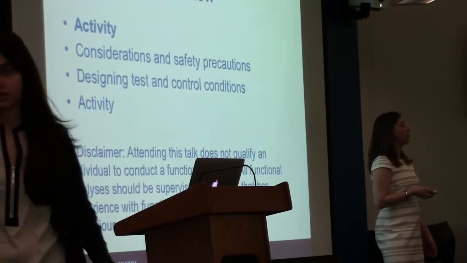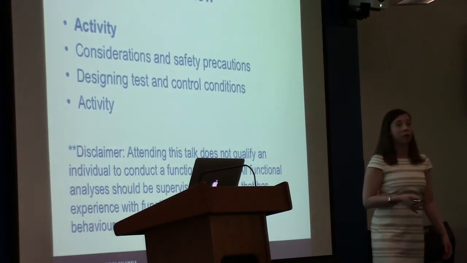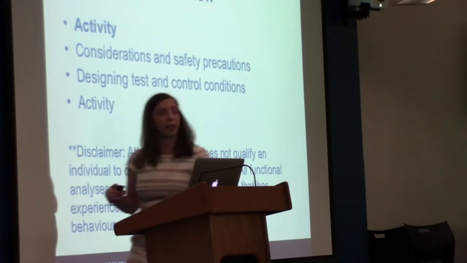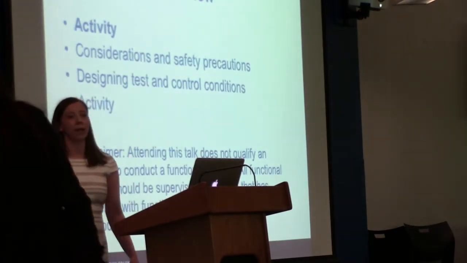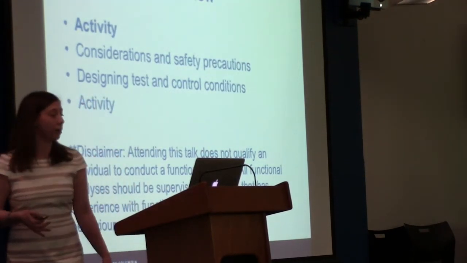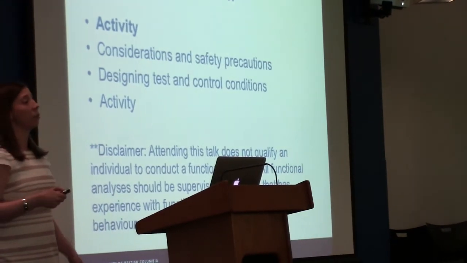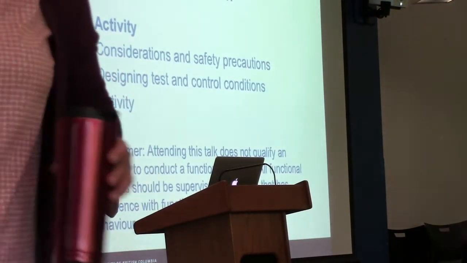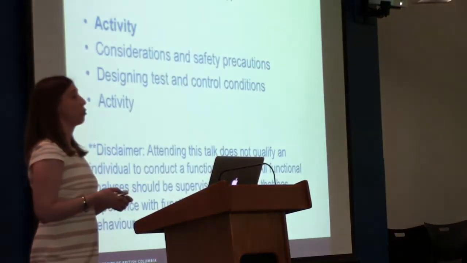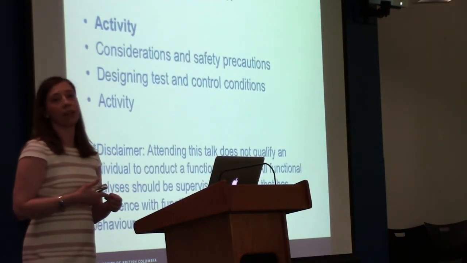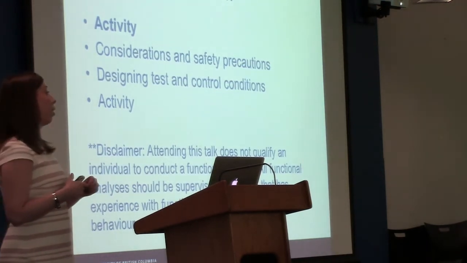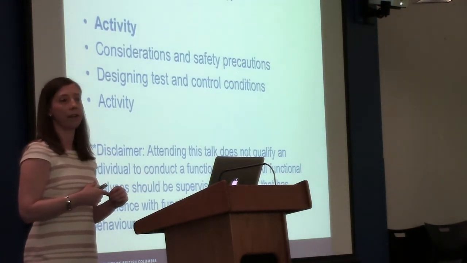So today what we're going to do is a couple of activities, and I'm also going to talk to you a little bit about some considerations in general when you're designing a functional analysis, and also some safety precautions that you want to take and consider depending on the nature of the problem behavior that you're evaluating. And then I'm going to talk more specifically about some different experimental conditions, some different test conditions, and the way that you design the control condition. And then we're going to end on an activity where we're going to design some control conditions depending on the kinds of test conditions that are included in the FA.